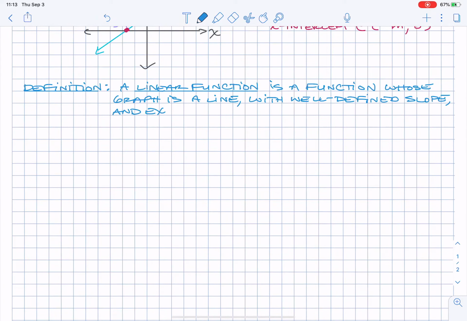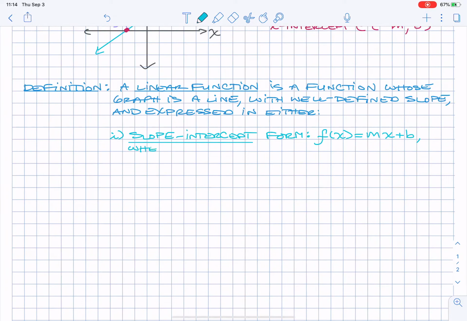With well-defined slope and expressed in either, number one, slope-intercept form of a line, which is f of x equals mx plus b, where m is equal to the slope and (0, b) is equal to the y-intercept. Hence slope and intercept, slope-intercept form.